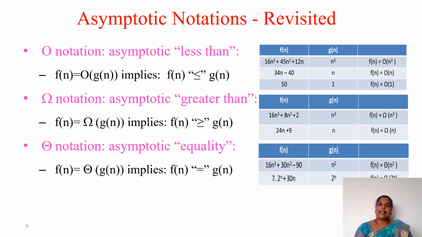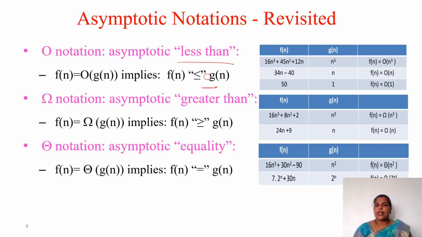Then coming to the asymptotic notations, in the last presentation we already discussed them. There we discussed 5 notations, 3 big notations and 2 little notations. Here we are going to discuss the notations with respect to an example. Big O notation represents less than, that is, f of n equal to order of g of n implies that f of n is less than or equal to c into g of n.